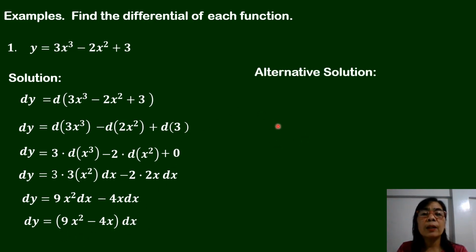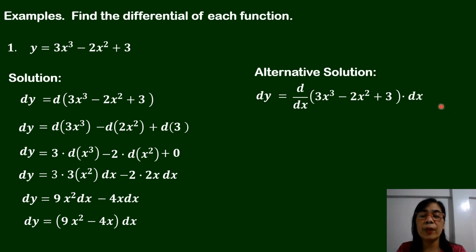Now, an alternative solution to this is to make use of the derivative. So to find the differential of y from the definition, that will be equal to the derivative of y with respect to x times the differential of x. So this is now our derivative of y with respect to x.